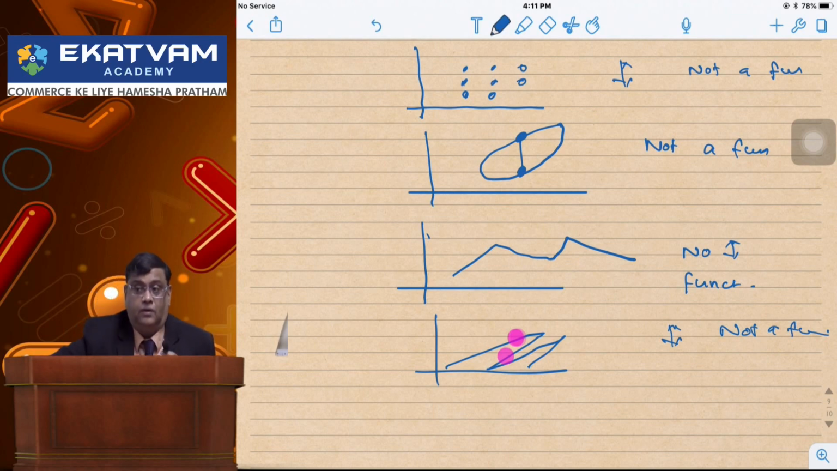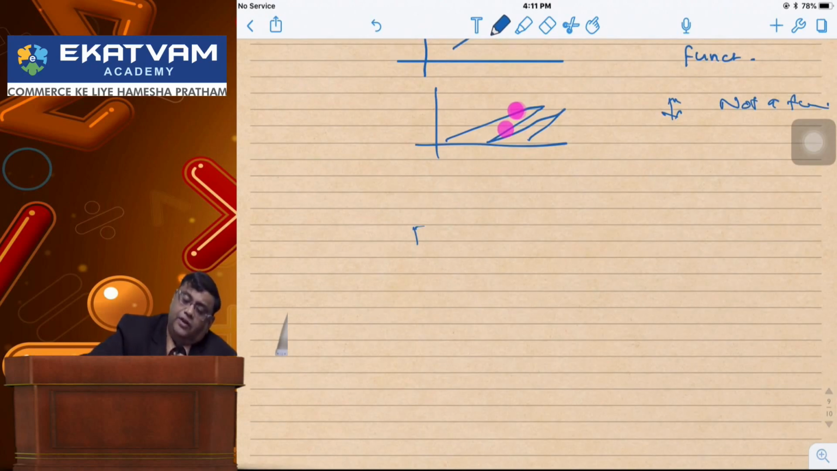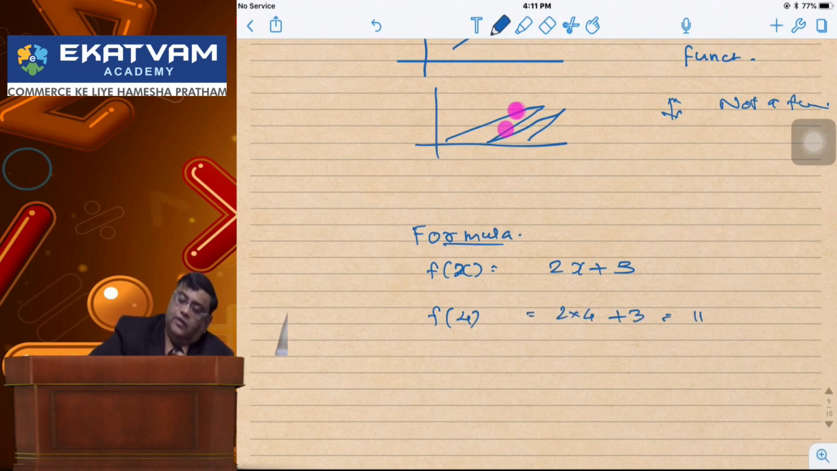Clear? So when a relation is expressed by a graph, if a vertical line cuts it at more than one point, then it is a relation but not a function. Otherwise it's a function. Clear? And then I express it by means of a formula. Suppose I write f(x) = 2x + 3, then tell me what will be f(4). 2 into 4 plus 3, that is 11.